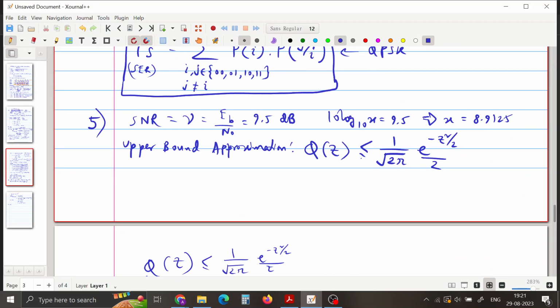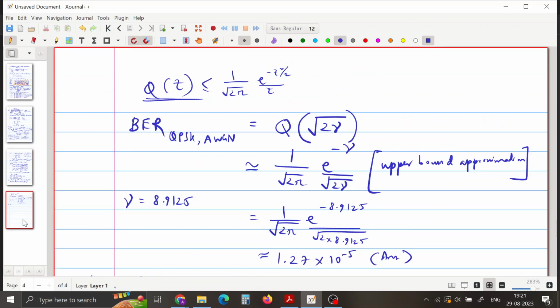So this is z. This is the upper bound approximation. I derived this in the previous week also. You can refer to my previous video, or you can refer to the lecture notes also. Derivation was not done in the lectures, but I have derived it in my previous week's session. You can refer to that recording.